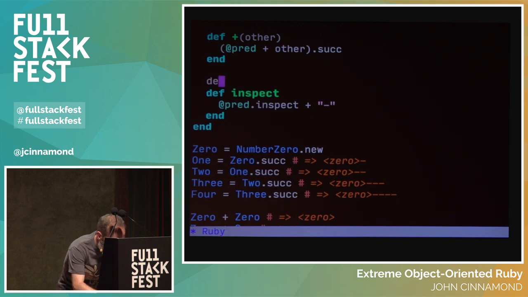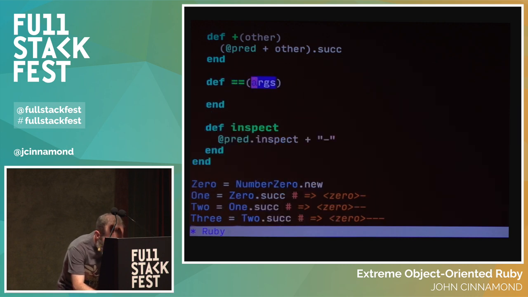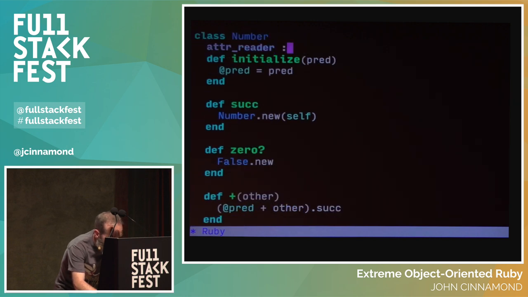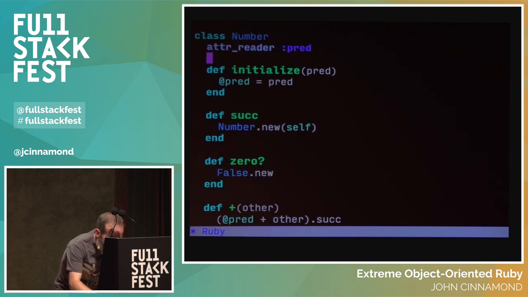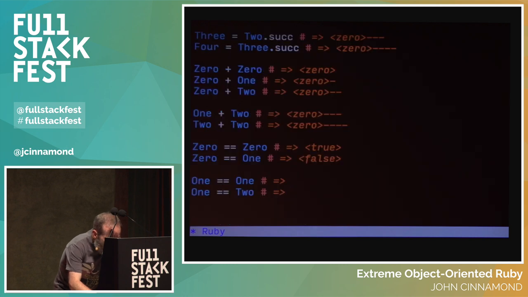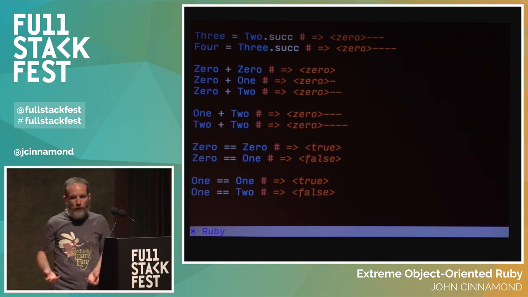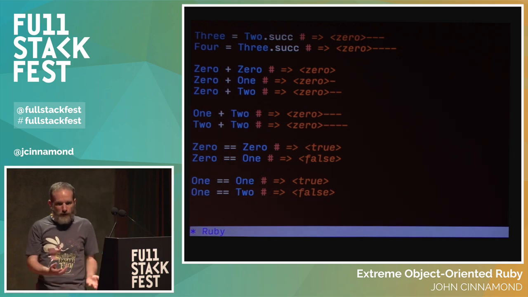So this is the number class. We just add equals equals. They take another number in. And all we do here is we say, is our predecessor equal to the predecessor of the other number? Now, to make this work, I just need to add a quick attribute reader method, which is pred. Okay, but then that's it. I can go down and run the code, and it gives us the right answer. 1 is indeed equal to 1, and 1 is not equal to 2. That looks like it works.